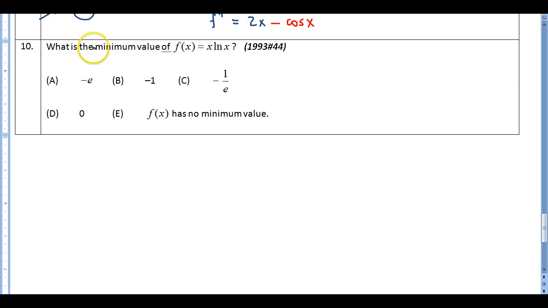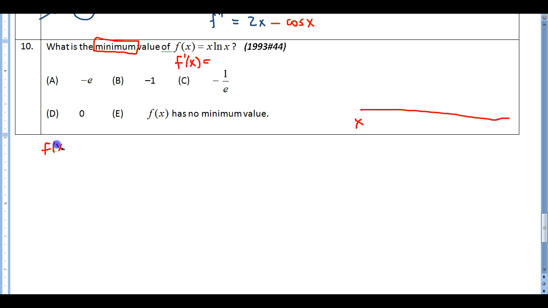Okay, so for this last one, to see if we have a minimum value for f, we should probably check to see what is happening with f prime, because this is going to tell us whether it's going to increase or decrease. So we are potentially going to use sign analysis, where we find some critical points. So let's first take a look at f prime.